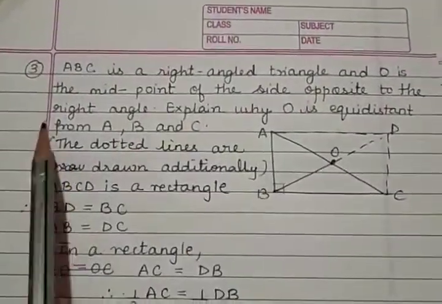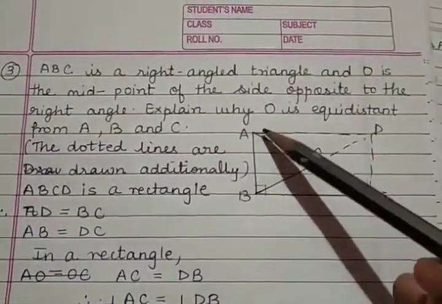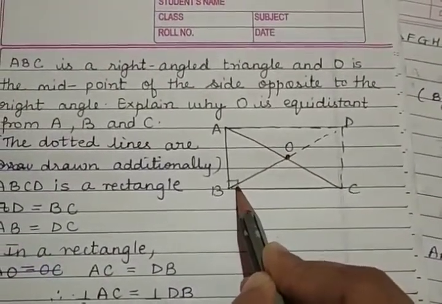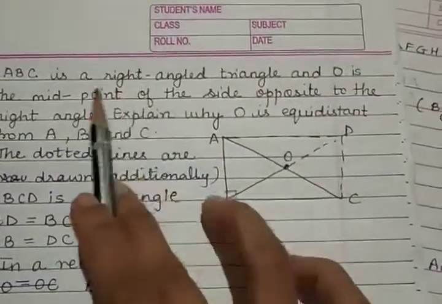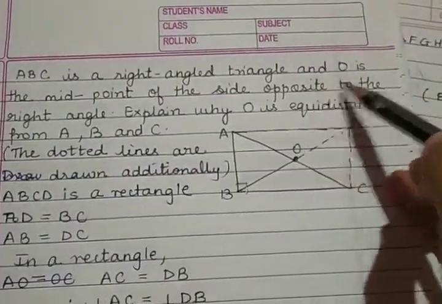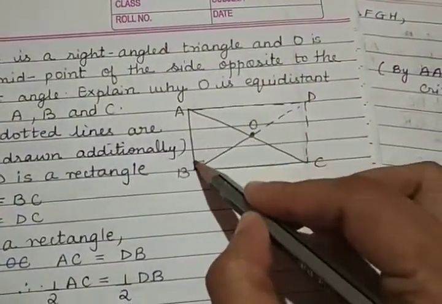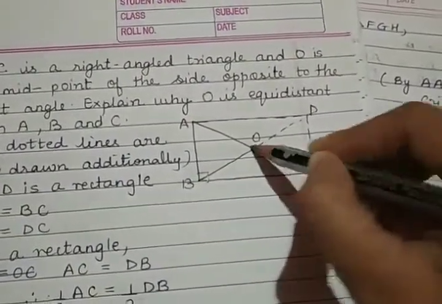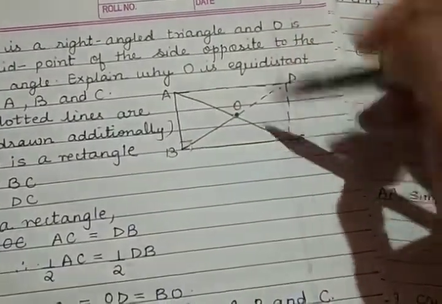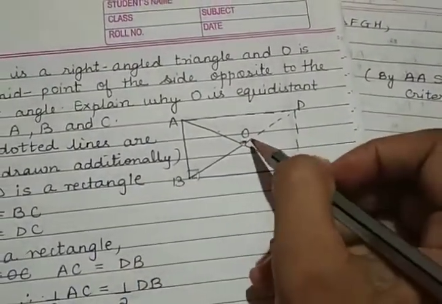Now let us see the third example. In the third example, you have a triangle ABC, which is a right angle triangle, right angled at B. O is the midpoint of the side opposite to the right angle. Which is the side opposite to B? AC. So this is a midpoint. So this side should be equal to this side because this is the midpoint.